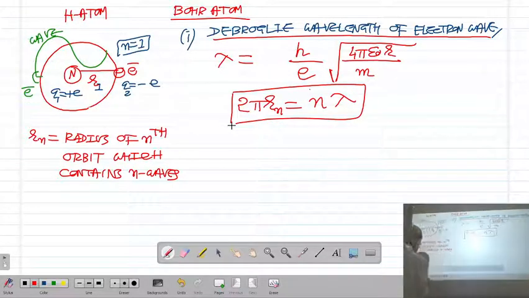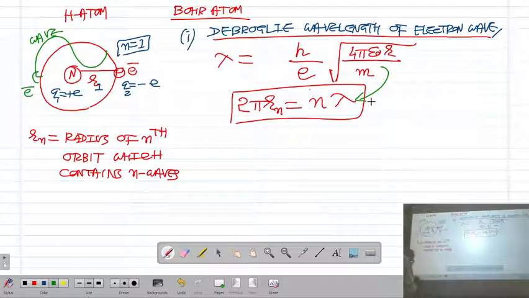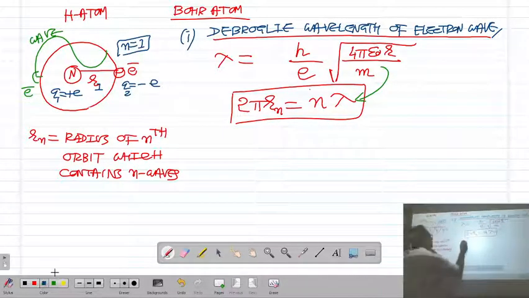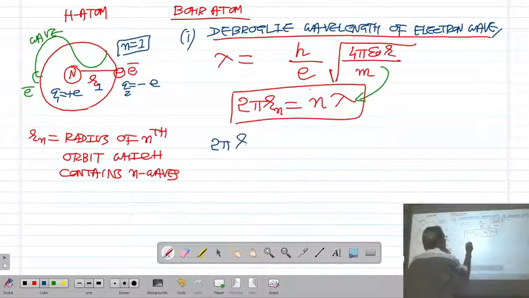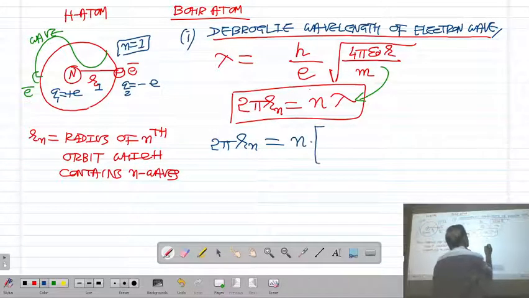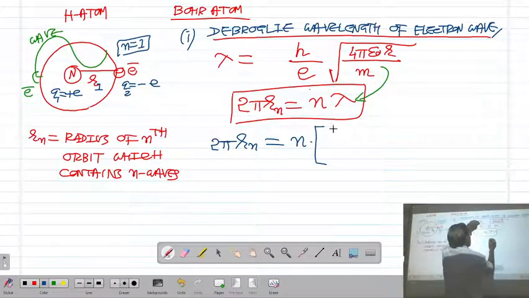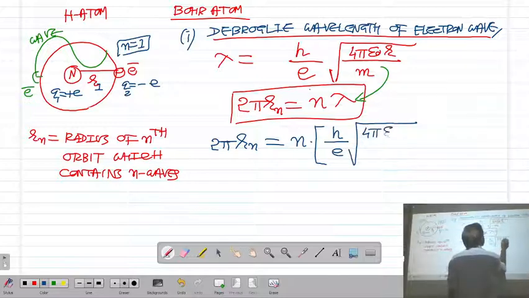Now in this equation, we substitute the value of lambda. So 2 pi rn is equal to, what is the value of the de Broglie wavelength lambda? The de Broglie wavelength lambda of the electron is h upon e under root 4 pi epsilon 0 r upon m.